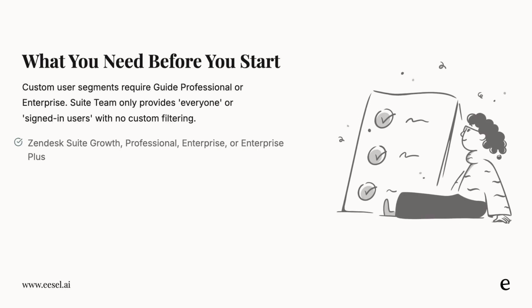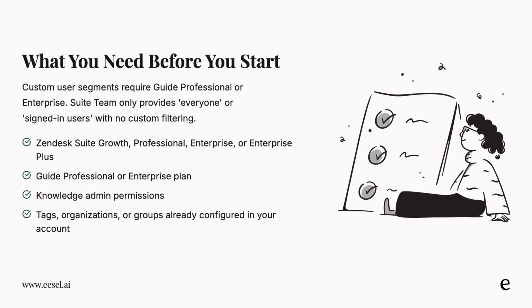Before you set up segments, check your plan. Custom user segments require Guide Professional or Enterprise. Suite Team only gives you everyone or signed-in users, with no custom filtering. You also need knowledge admin permissions and user data like tags or organizations already configured in your account.